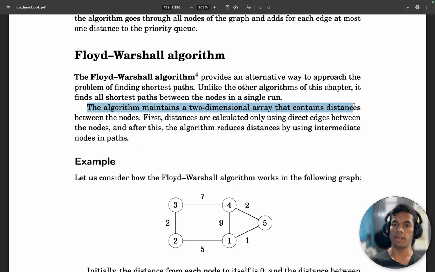Okay, the algorithm maintains a two-dimensional array that contains distances between nodes. Let's say the array is called ARR, then ARR[i][j] would have the shortest distance from node i to j. First, distances are calculated only using direct edges between the nodes, and if two nodes are not connected directly, then the distance is going to be infinite, I guess. After this, the algorithm reduces the distance step by step using intermediate nodes in the path.